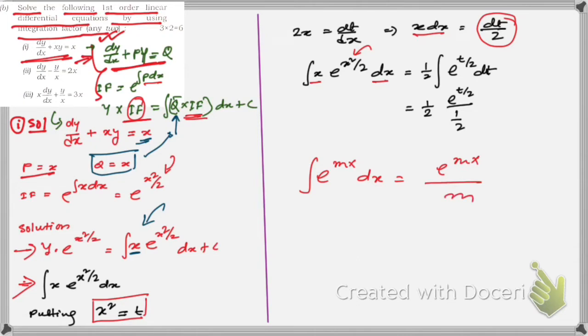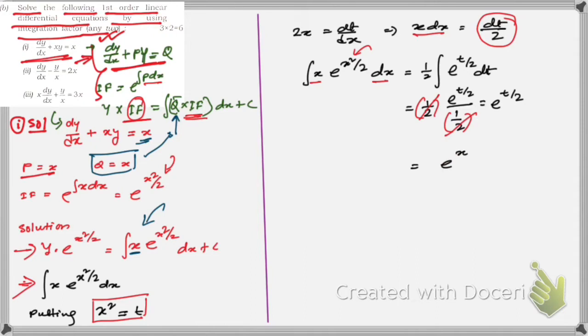So we have applied that one. So you have understood this. Now here this half cancels, right? And it is equal to e to the power t by 2. So t is x square, so you will get e to the power x square by 2.